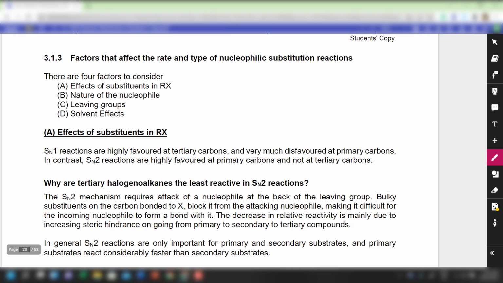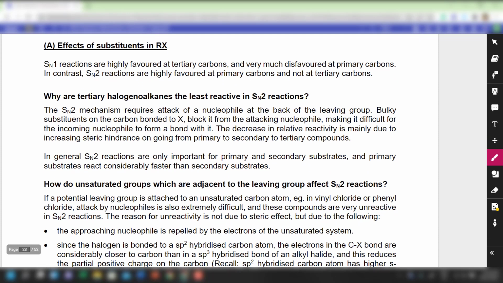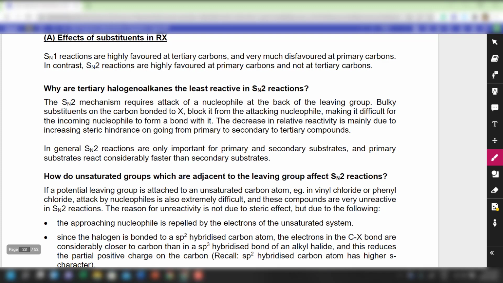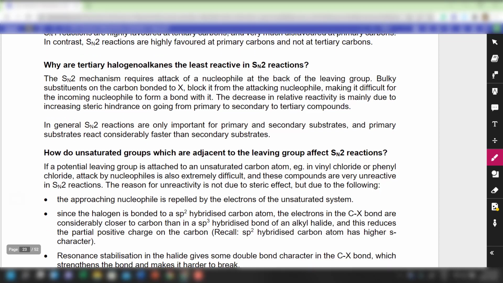3.1.3, factors that affect the rates and types of nucleophilic substitution. I will not attempt to talk a lot about this because we have already gone through it in activity 4, and there's already an uploaded recording. So I will just briefly mention the substrate effect. This is common: tertiary will be the least reactive towards SN2 and most reactive towards SN1, and primary will be the most reactive in SN2 and least reactive for SN1.